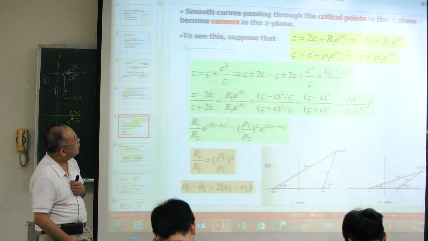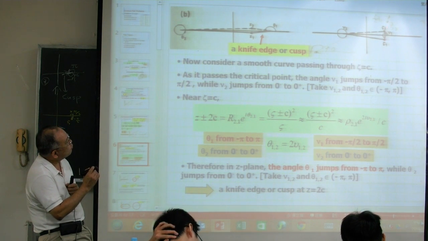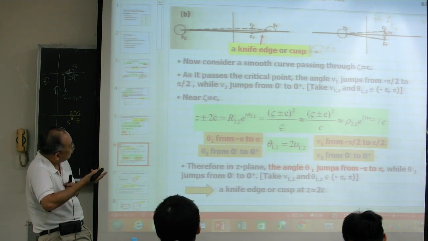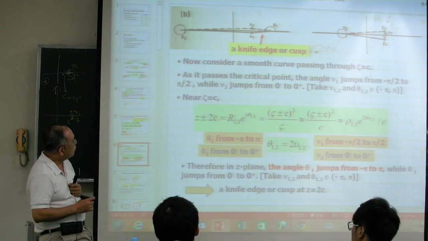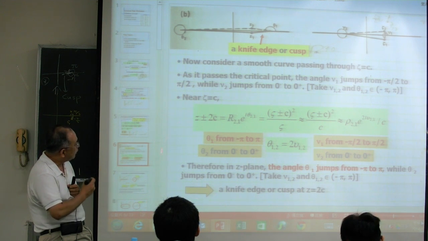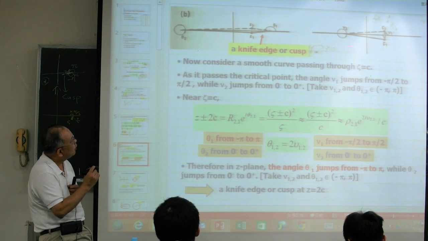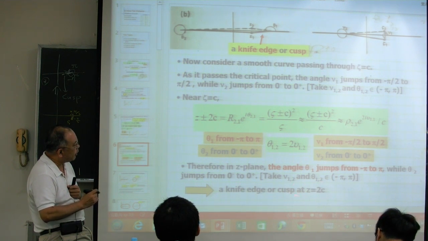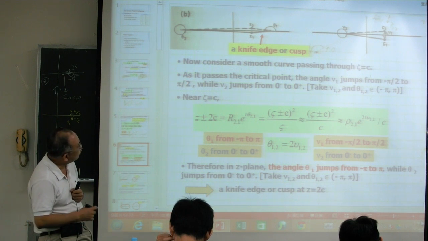Okay, so you understand this point. When a smooth curve goes through the critical point, you will generate the so-called cusp or trailing edge, or the knife edge, which in the airfoil becomes the trailing edge. So that gives you the explanation of what happens when you have a smooth curve going through the critical point. You will generate the so-called knife edge or the cusp in the Z plane. And this also goes through our critical point in the Z plane here.